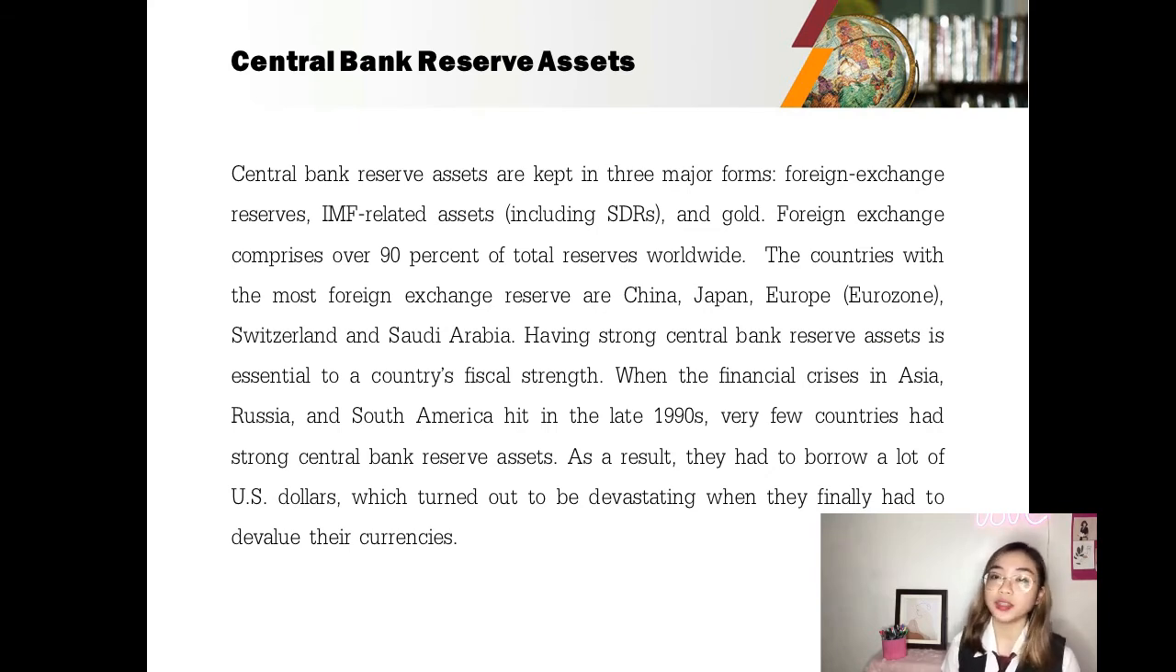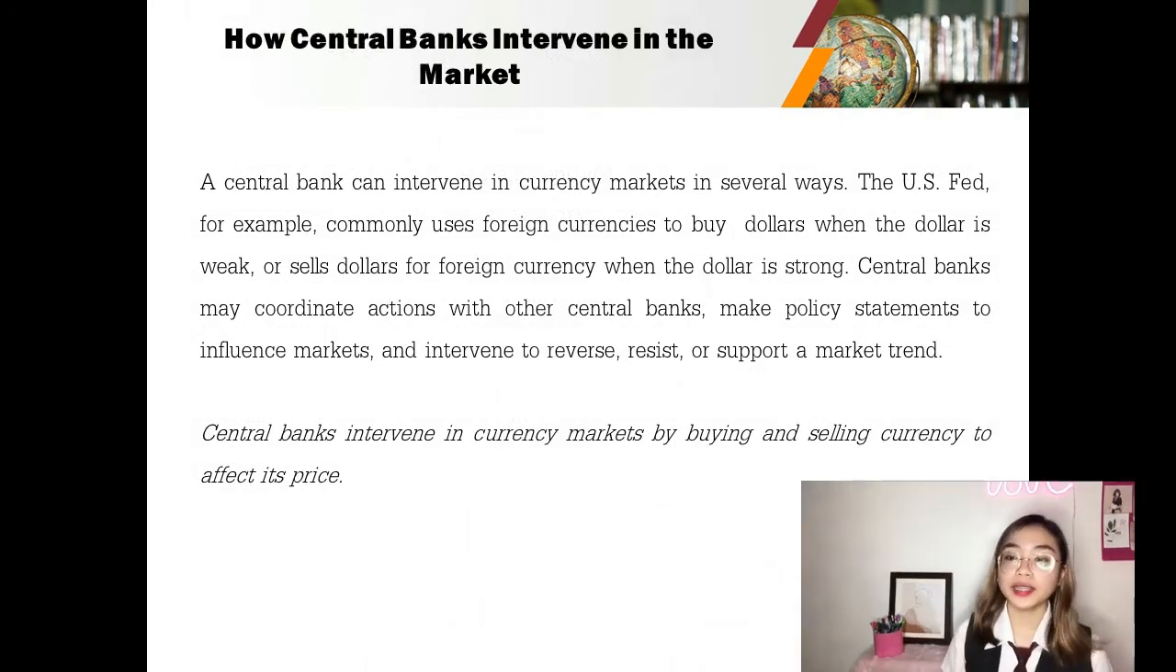So that is why it is very important to have a strong foundation that we can adapt to in an exchange market countries or in an exchange market rates. So next one is how central banks intervene in the market. So intervene means to involve.